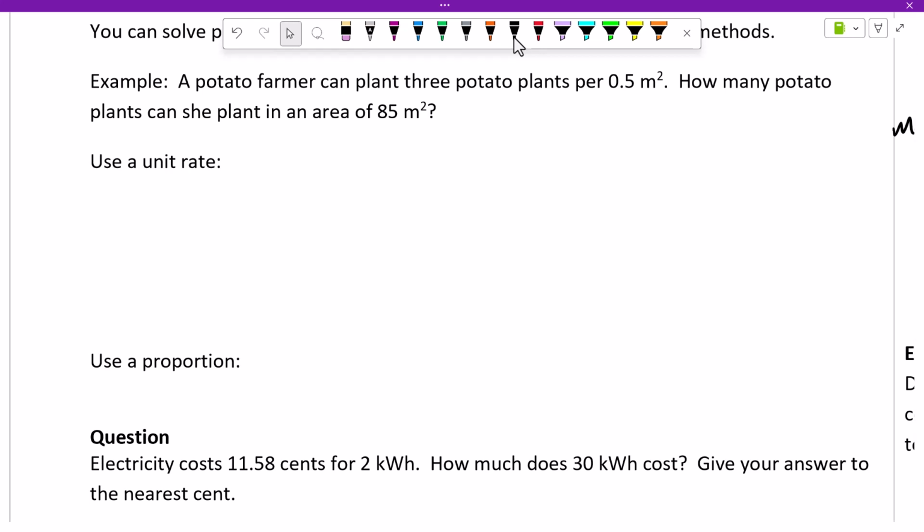Here's another situation here. A potato farmer can plant 3 potatoes in 0.5 square meters, right? That's how much space 3 potatoes take up.